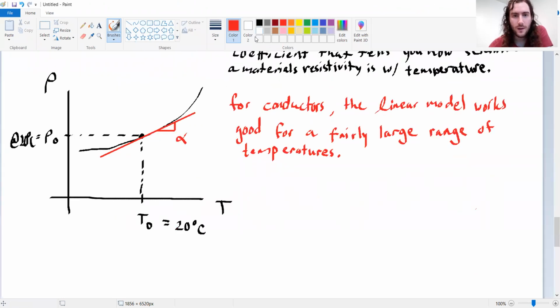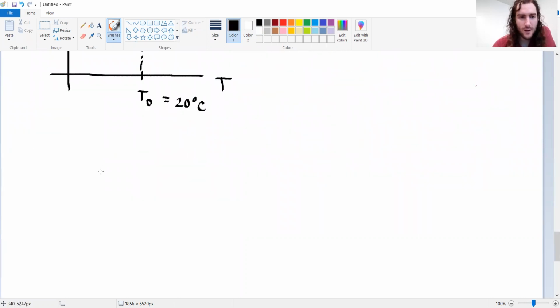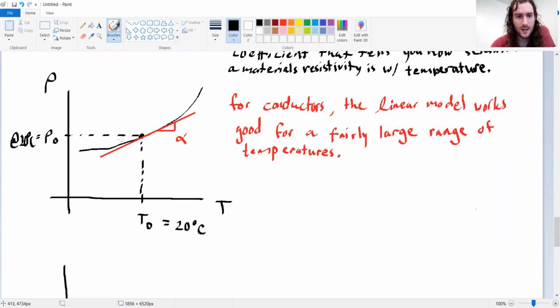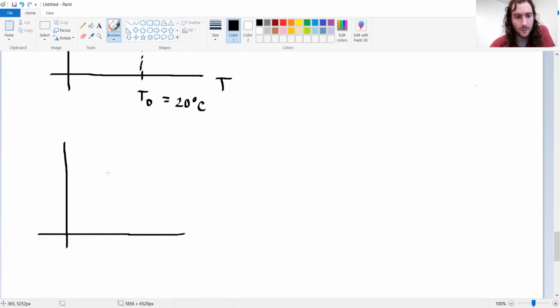Let me leave you with one last bit of information that you can read about in the book if you want to. And that is, notice that this curve slopes upward, that resistivity increases as a function of temperature for conductors. Okay, what happens for semiconductors is different. For semiconductors, this curve slopes downward. Let's just briefly try to understand why it slopes downward.